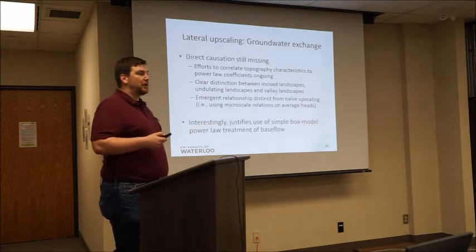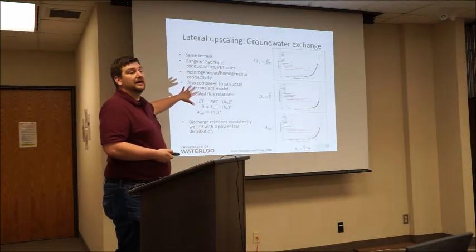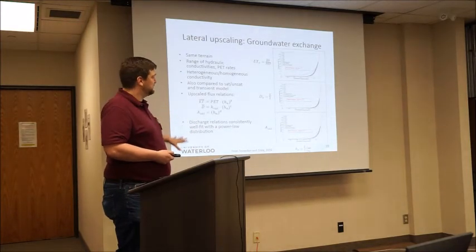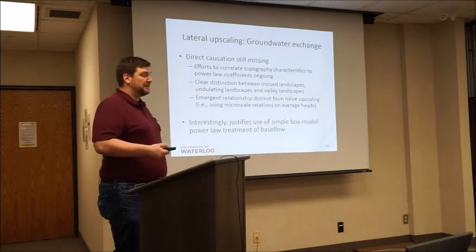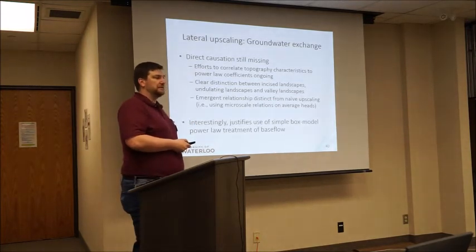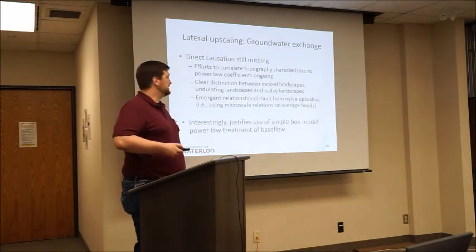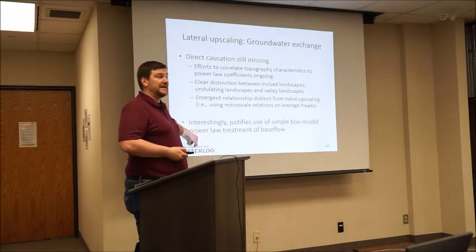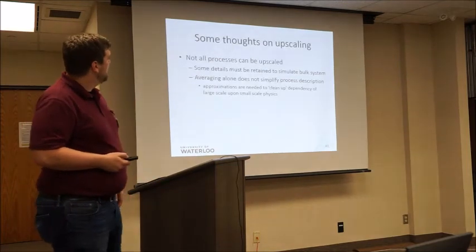Now, there's still some missing parts here. The nice thing is, we also did this with a HydroGeoSphere model that included unsaturated zone transients, and it still worked, which was very surprising to us. Now, we don't have the direct causation. We can't directly map the topography parameters to those power law coefficients, but the interesting part here is that those power laws emerged as the bulk behavior from solving the groundwater flow equation in these systems. And again, this is one of those possible justifications for why we can get away with the use of these conceptual models. All right.